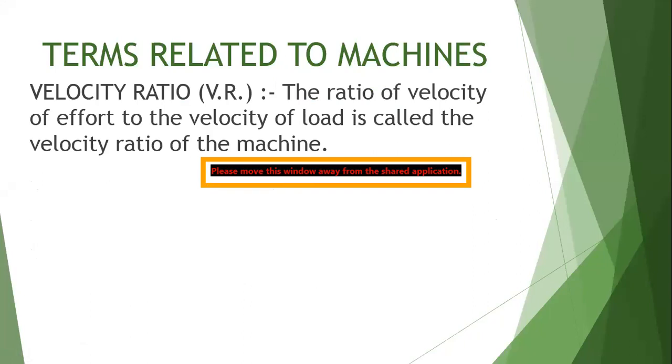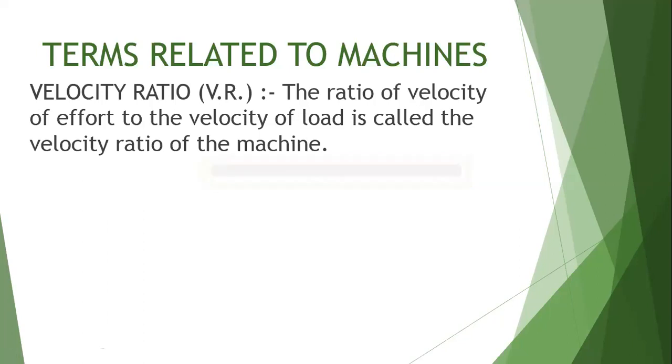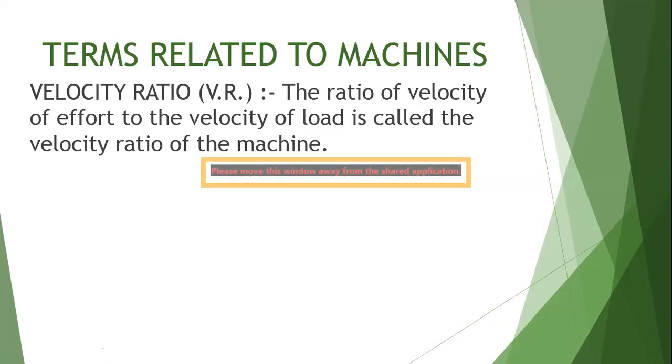Now what is velocity ratio? We always call it VR. The ratio of the velocity of the effort to the velocity of load is called the velocity ratio of the machine. So what is basically a velocity ratio? It is the ratio of velocity of effort to the velocity of load, is called the velocity ratio of the machine.